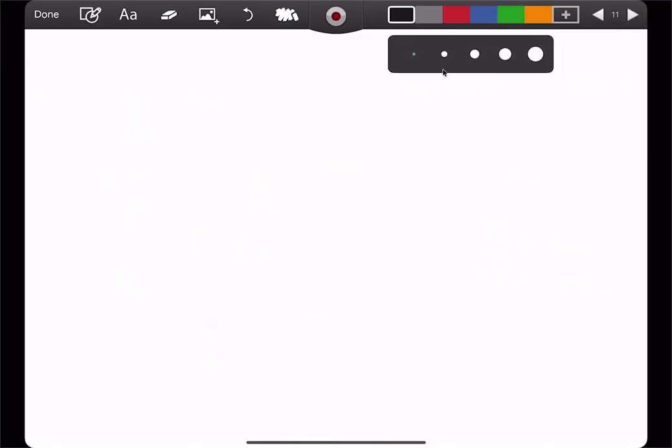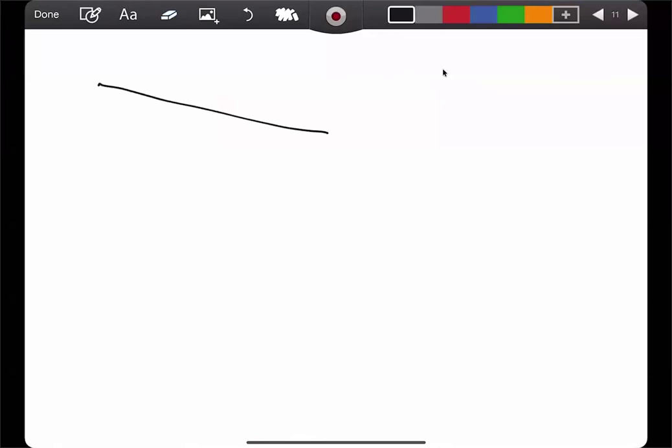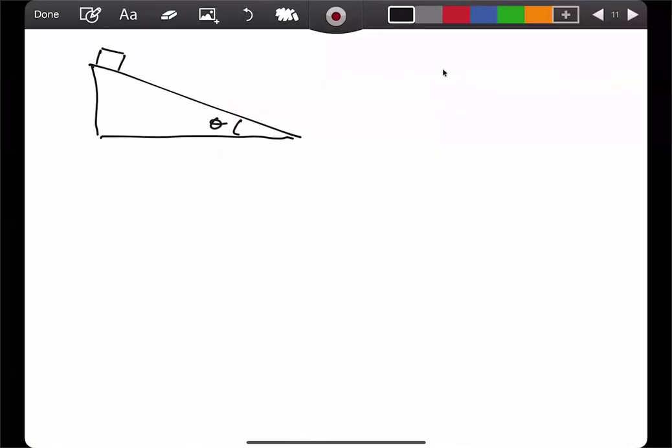The first one simply says that we have a block that is free to slide down a smooth, frictionless inclined plane that is inclined at an angle of theta relative to the horizontal. So let's draw a picture here. There's my inclined plane, at some angle theta, and let's say my mass starts off up here. This is my block, and that's my angle theta.